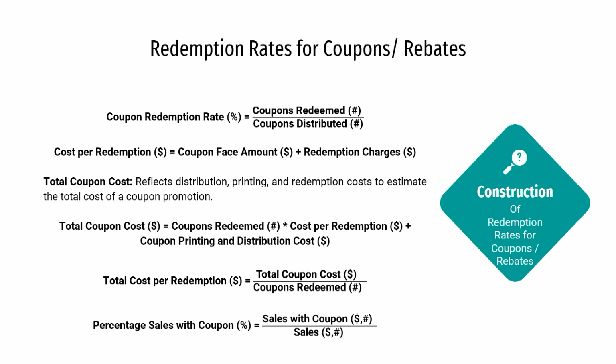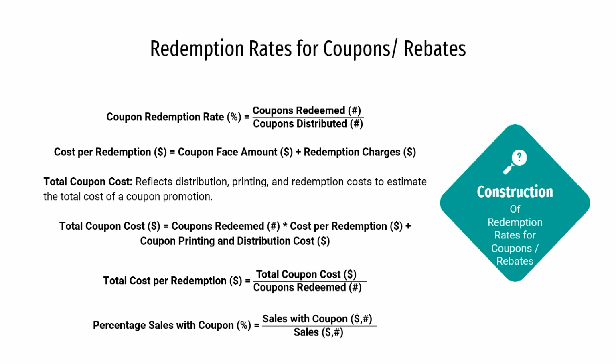Now, I can calculate the total cost per redemption, because as per the earlier definition I have not accounted for the fixed cost associated with the coupons. So, therefore, now I need to attribute this fixed cost to cost per redemption. So, total cost per redemption will be total coupon cost, which incorporates the variable cost as well as the fixed cost, divided by the number of coupons that are redeemed.